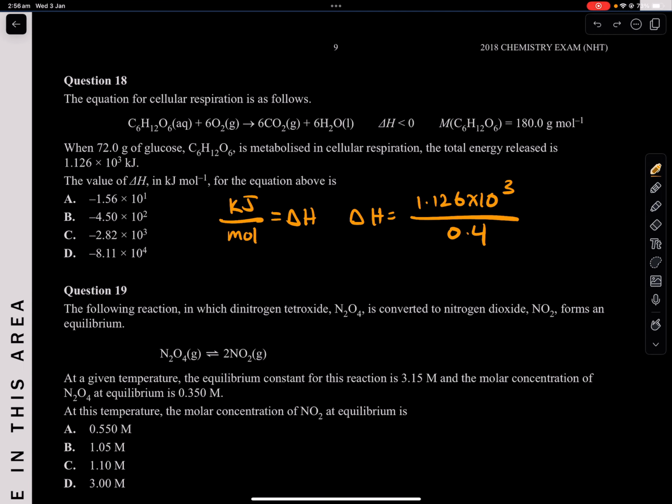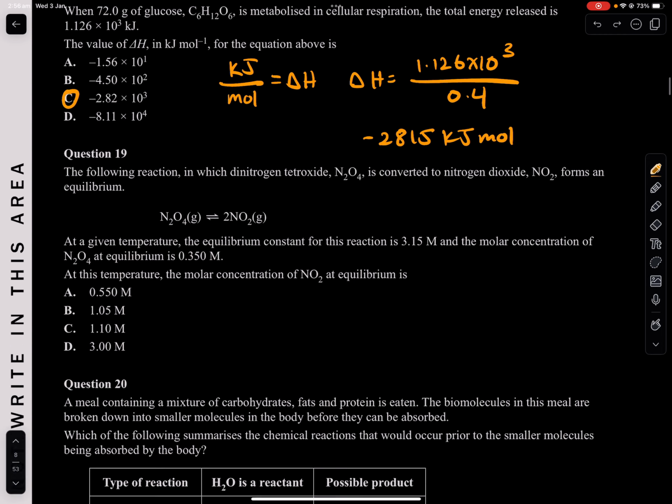So let's do that. We're saying 1.126 times 10 to the power of 3 divided by 0.4, and that gives us 2815, and make sure it's negative, in kilojoules per mole. Only C looks right because it has 2.86. So C is your answer.